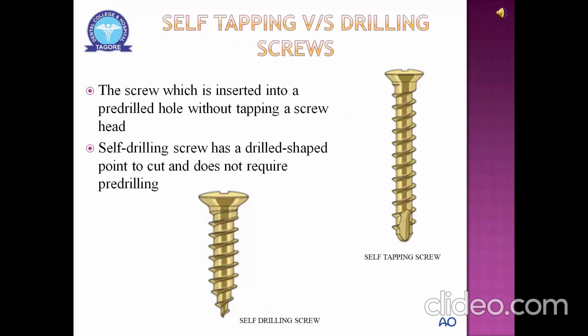Coming to the recent advances, there are self-tapping and self-drilling screws. The self-tapping screws are inserted into a pre-drilled hole without tapping a screw head, whereas the self-drilling screw has a drill-shaped point at the tip to cut the bone and does not require pre-drilling.